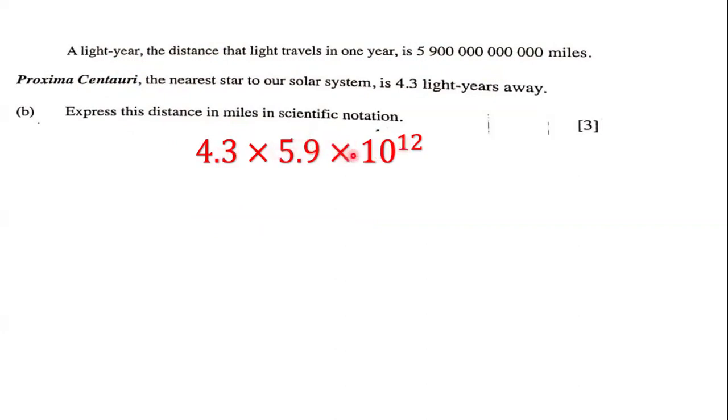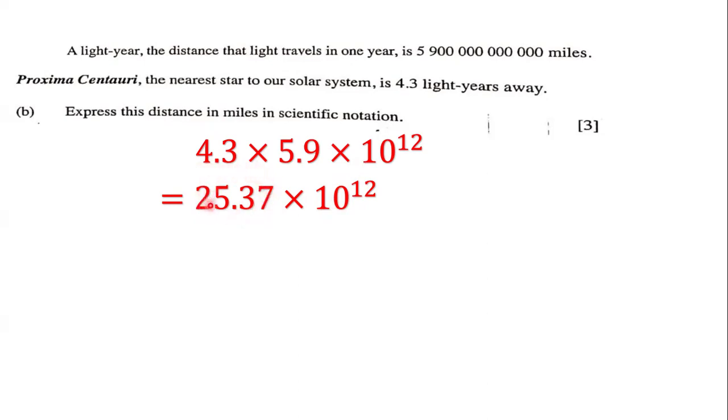And so we have to multiply these. We take 4.3 multiplied by 5.9, and 4.3 multiplied by 5.9 is 25.37. Again, 4.3 multiplied by 5.9 is 25.37, and we bring down the 10 to the power of 12. This number right here is 25.37, but this number is too big.